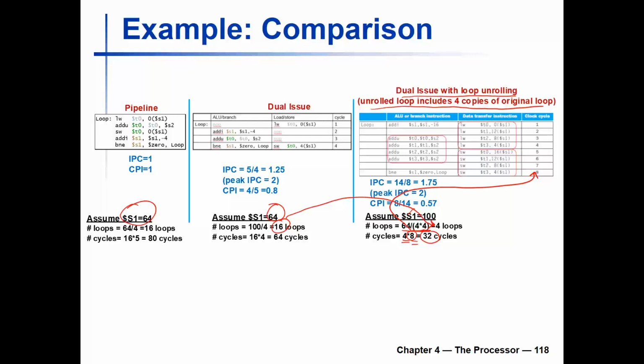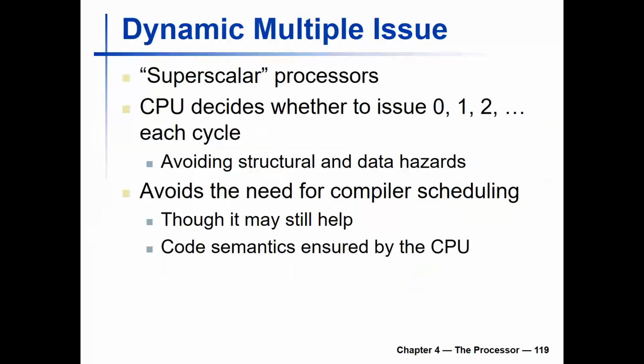Okay, S1, this is a typo here. It should say 64. So which means 80 cycles in the regular pipeline, dual issue without loop unrolling takes 64 cycles, and with loop unrolling, 32 cycles. The fewer the cycles, the better, because CPU time will be reduced.